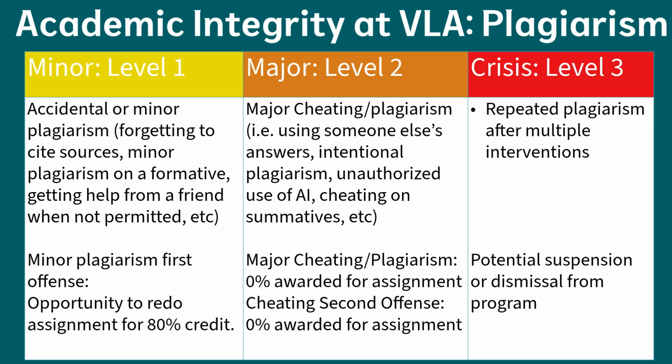Major cheating has bigger consequences. You can receive a permanent 0% on that assignment, and especially when that's a summative, that can have a major impact on your grade. A crisis level plagiarism violation includes repeated plagiarism offenses after multiple interventions from your teachers. And if you continue to plagiarize, you could be potentially up for suspension or dismissal from the program.